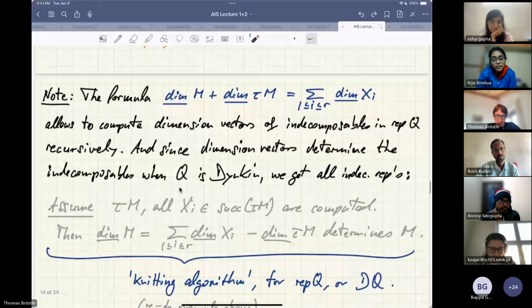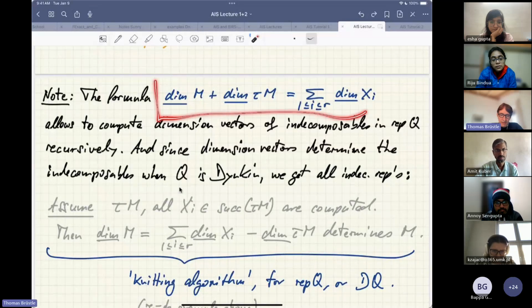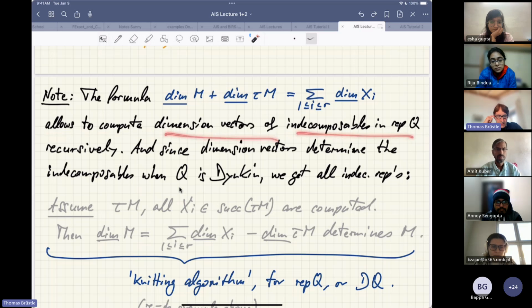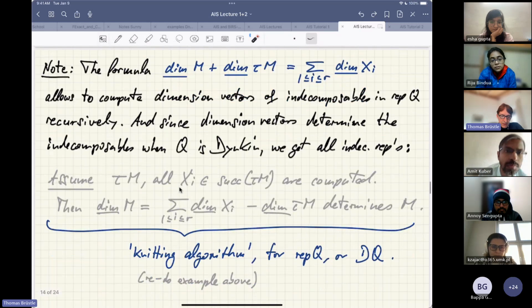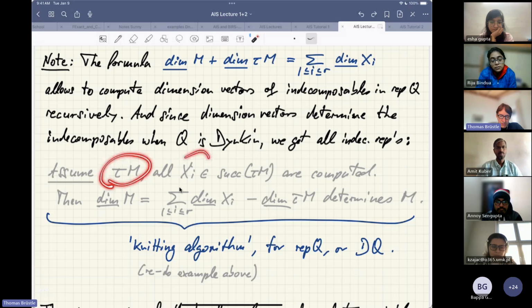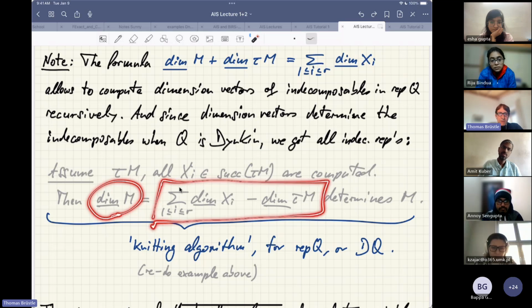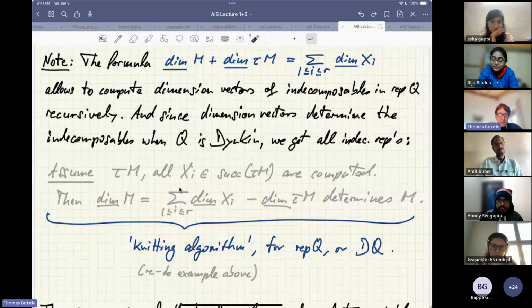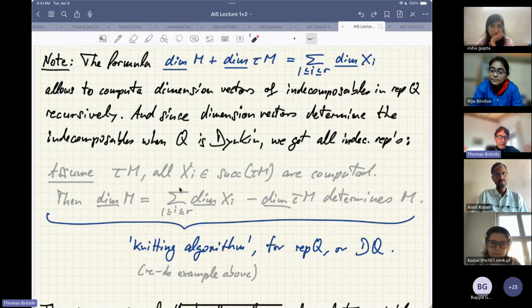So this formula allows us to compute the dimension vectors of the indecomposables recursively. So if we know tau m and if we know all the immediate successors, then we can compute the dimension vector of m because those are by recursion already computed. So this is the knitting algorithm. I can do it for representations. I can do it for objects in the derived category. So far this was a repetition, that's okay?